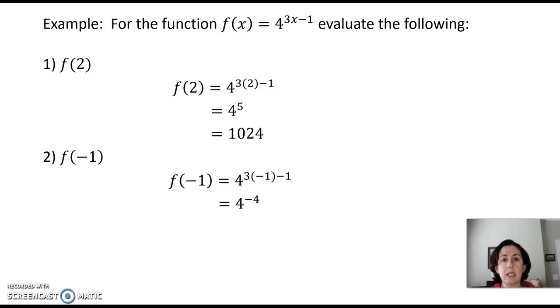times. But you can't do that. You can't do anything a negative amount of times. You can't clap your hands -4 times. You can't jump in the air -4 times. You can't take 4 and multiply it to itself -4 times.